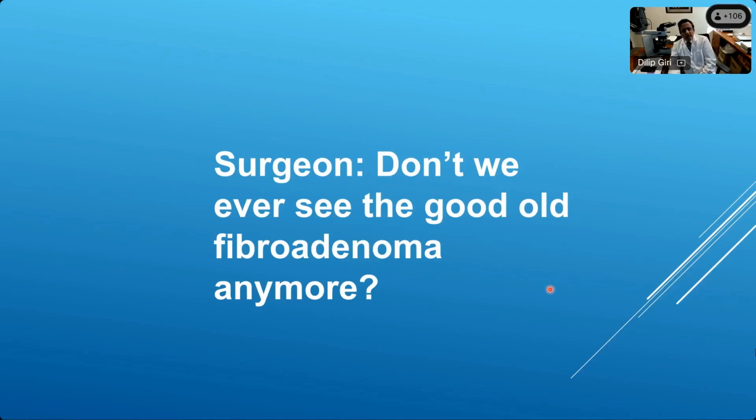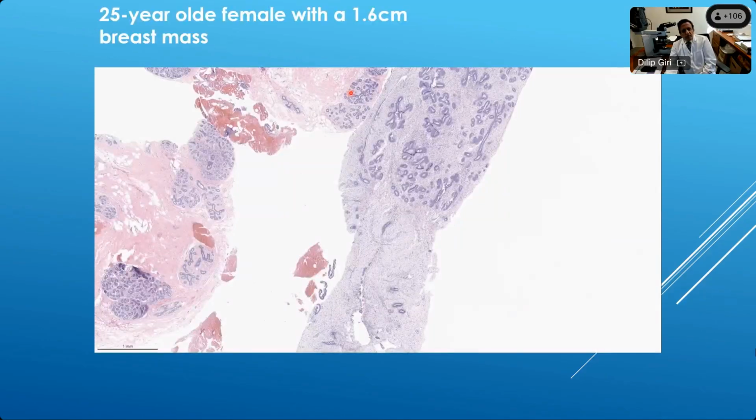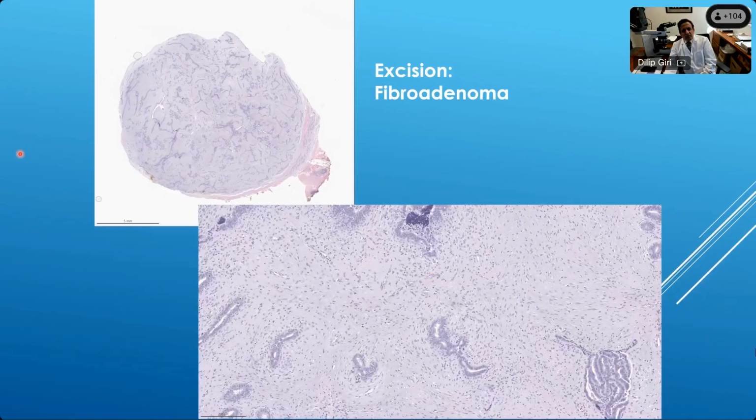So how do we get out of this? So here is a 25-year-old female with a 1.6 centimeter breast mass. Now this looks a little bit cellular here, and now I'm feeling uncomfortable. The patient is young, but the cellularity bothers me. And I'm saying, okay, this could be this, could be that, and then the excision follows. And then of course the excision is a well circumscribed lesion, very uniform. And then whoever looks at the excision will call it a fibroadenoma.